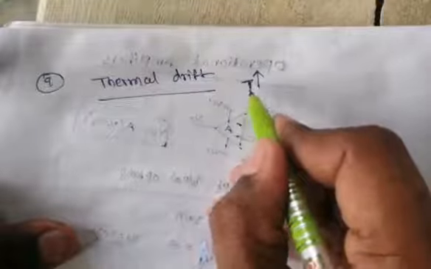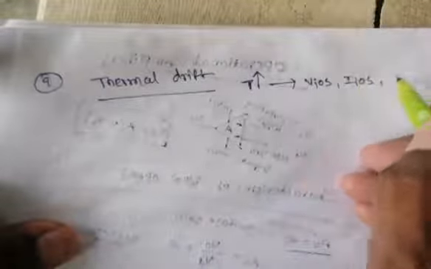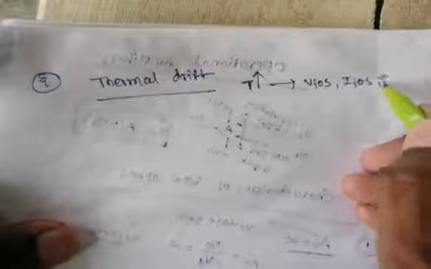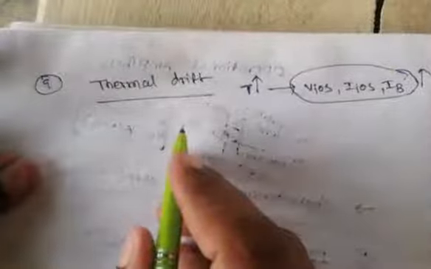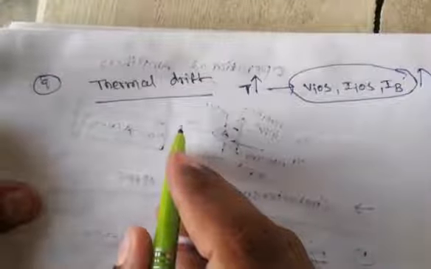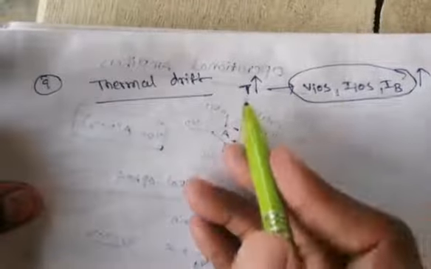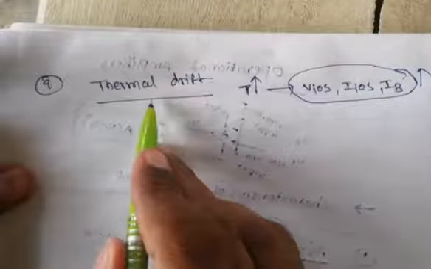When the temperature rises, the input offset voltage, as well as the input bias current, as well as the input offset current, these parameters change. So thermal drift is defined as the change in parameters due to the temperature effect.